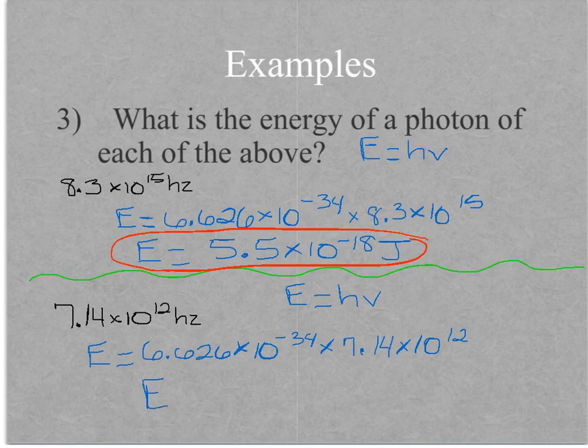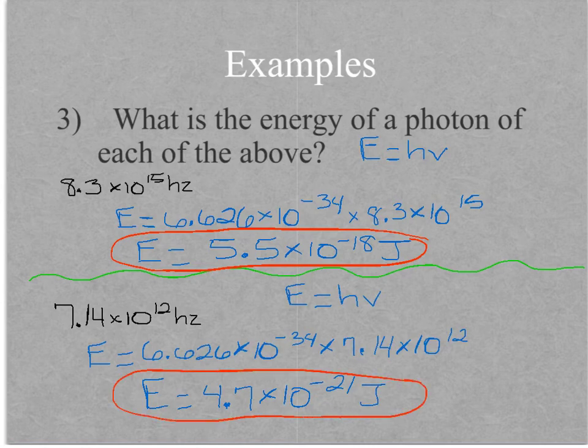Once we get all that into the calculator, it will come out to about 4.7 times 10 to the negative 21st. And again, because it's energy, it would be measured in joules. And that would be our final answer for that one.